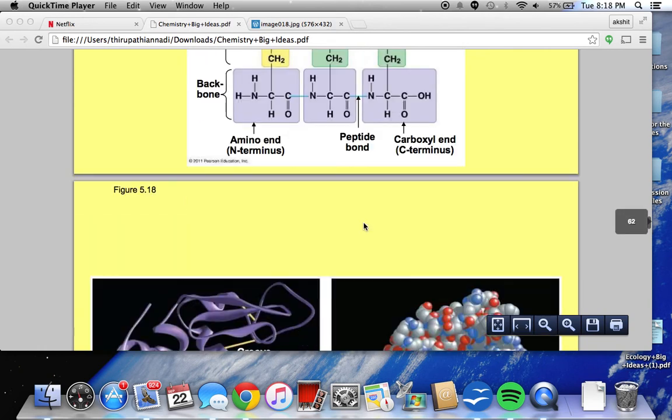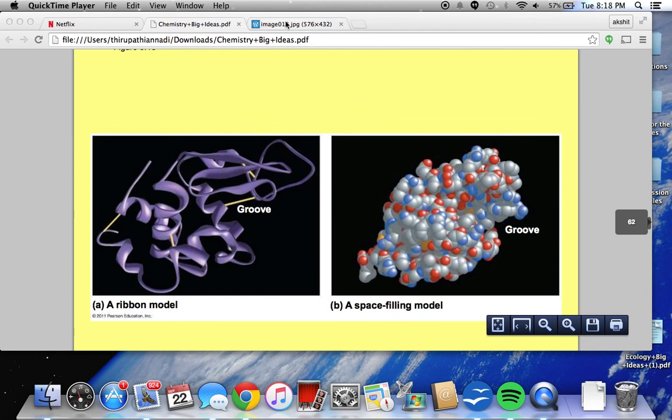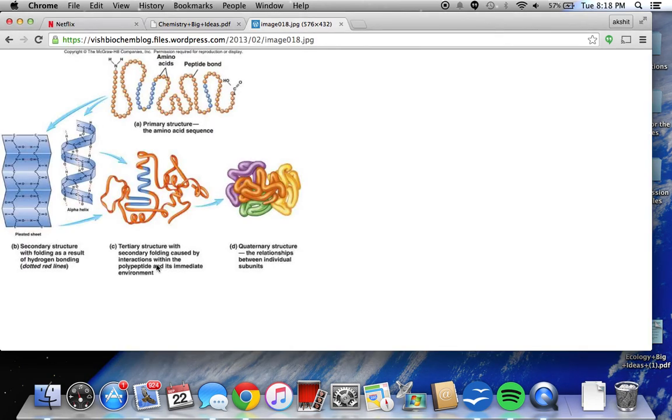Now we're going to go over protein structure. I don't like how it is in the PowerPoint, so I'm just going to do my own thing. Primary structure is just the amino acid sequence, the amino acids in the order that they're formed by the ribosome.